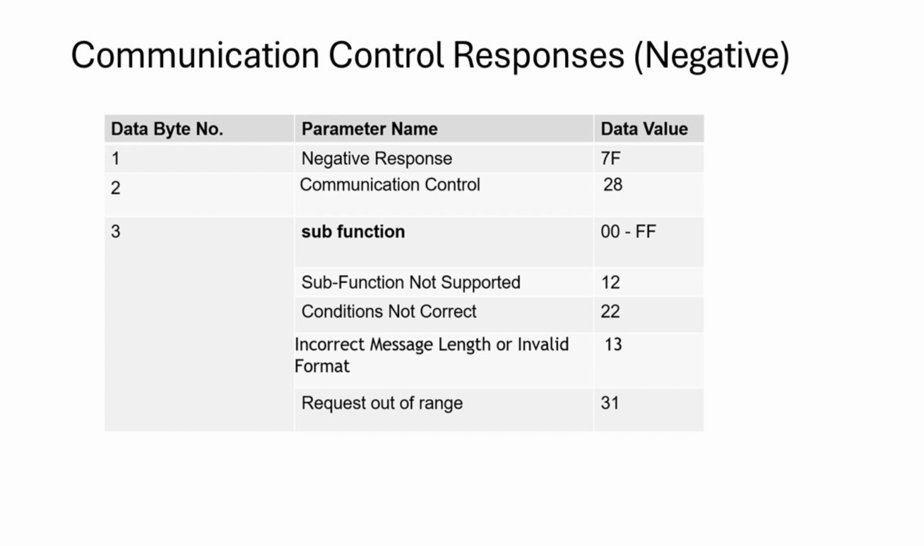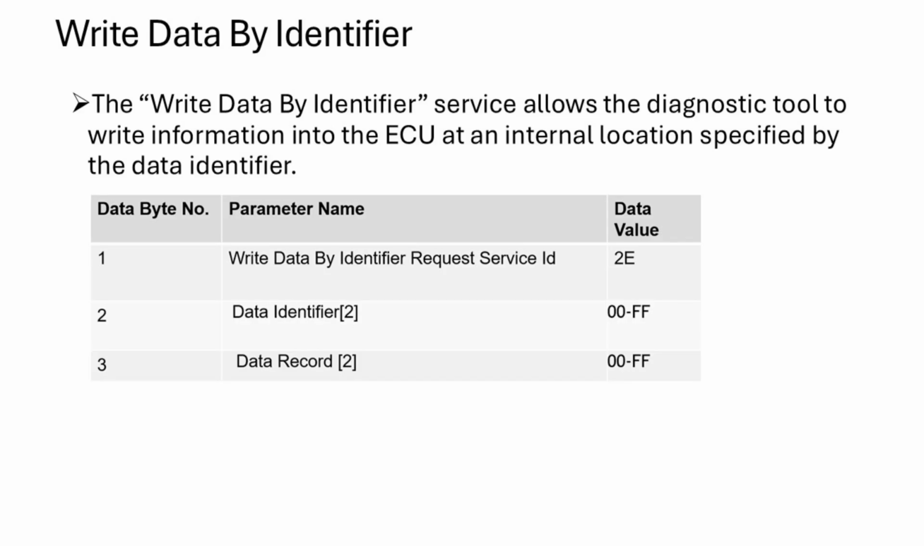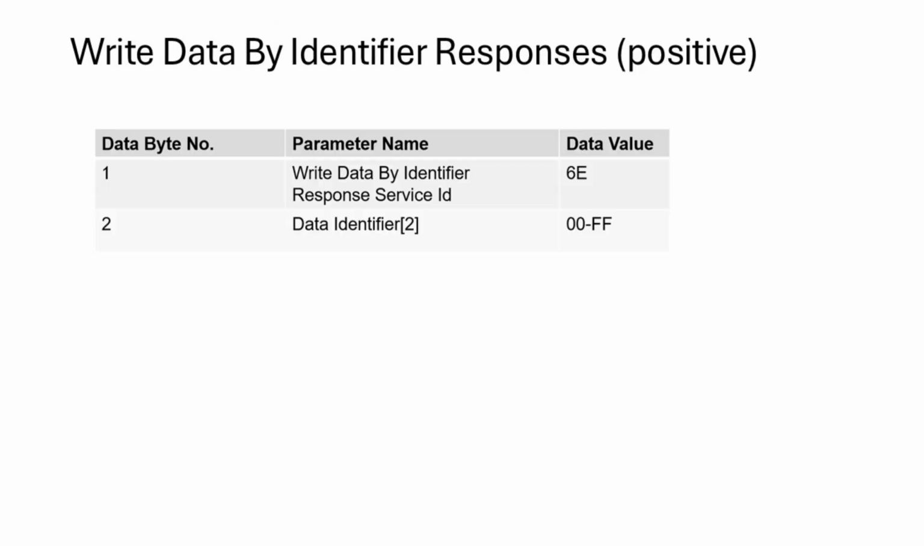So write data by identifier. This is also one important thing. If you want to write something, you use this 2E service and write to the ECU. The write data by identifier service allows the diagnostic tool to write information into the ECU at an internal location specified by the data identifier. So this is service 2E and then the data identifier, like F190, and then the data record, what you need to write.